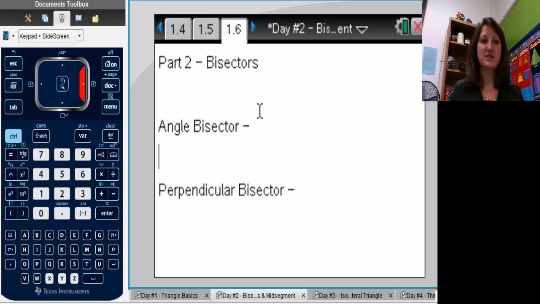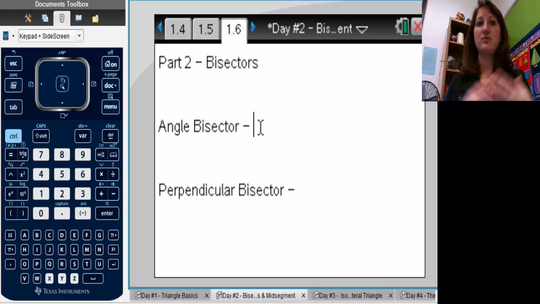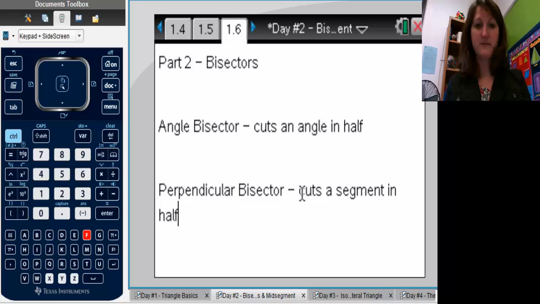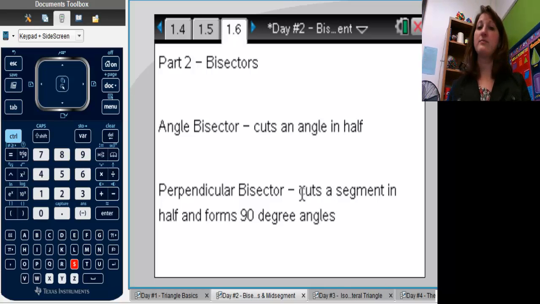Okay, second part of this is bisectors. An angle bisector is a line or a segment or a ray that cuts an angle in half. A perpendicular bisector cuts a segment in half and forms 90-degree angles. Now, those are all words that we've used quite a bit this year in this class, so hopefully that's review.